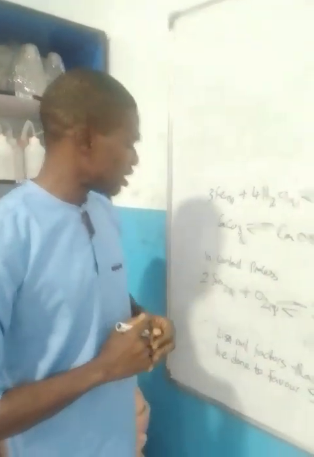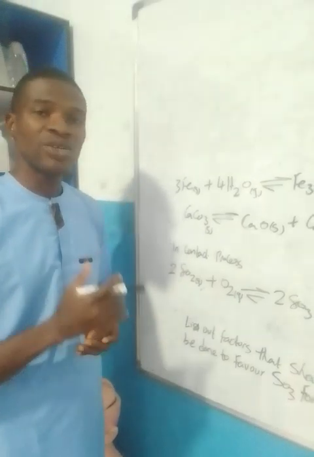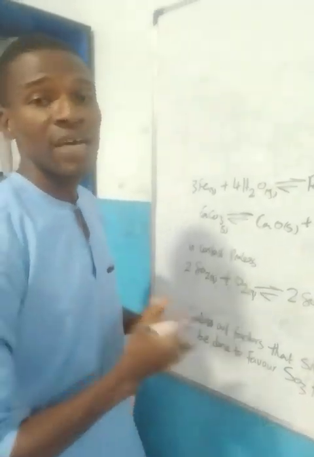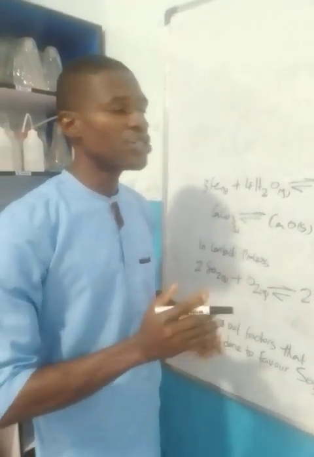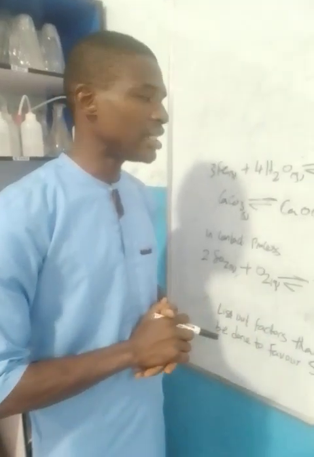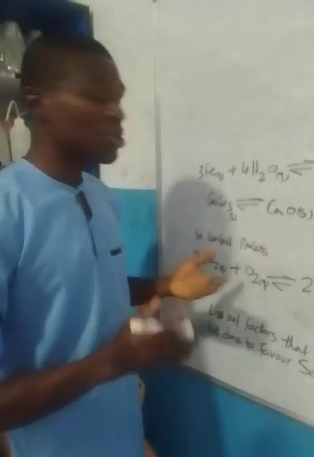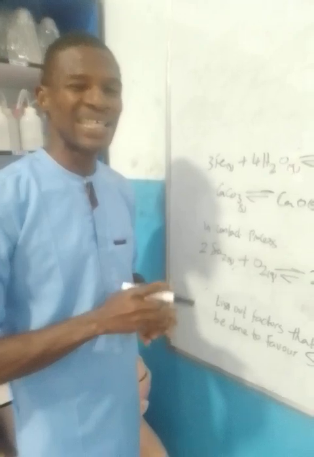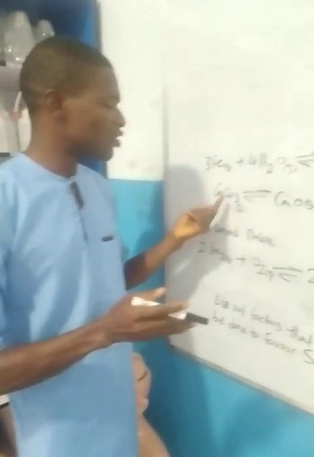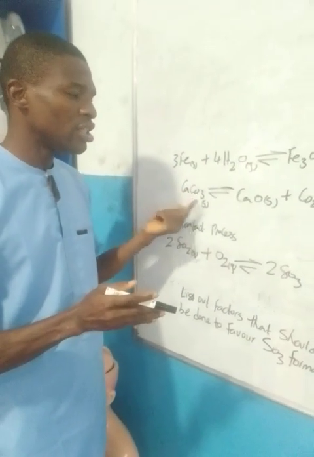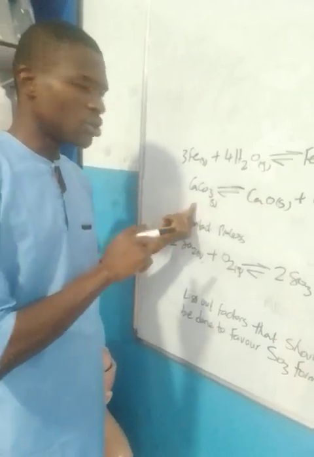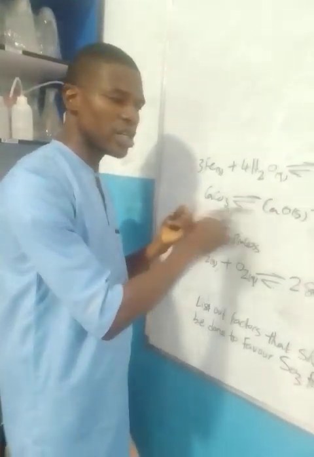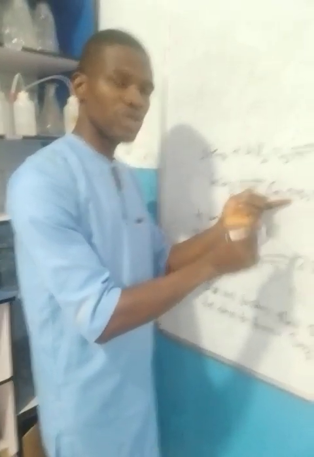Let's look at this case. We'll talk about concentration. Adding concentration to any of the species favors the side that was not added. And removing concentration from the species favors the side that was removed. Let's look at this case. Adding concentration to any of the species favors the side that was not added. So if you add concentration to here, more of CaCO3, here will be favored. If you add concentration to here, here will be favored.